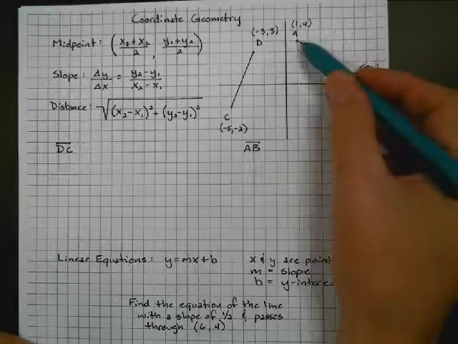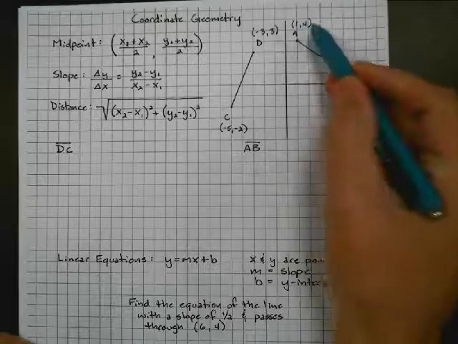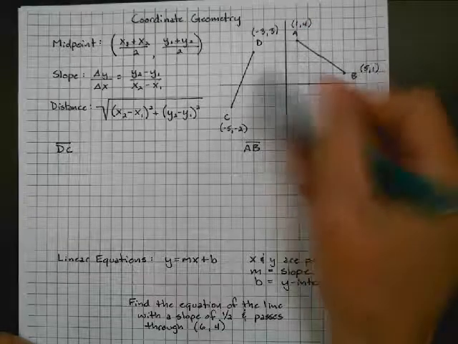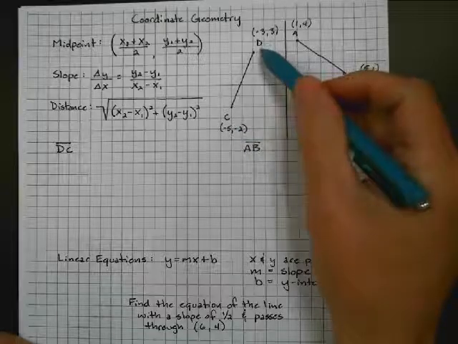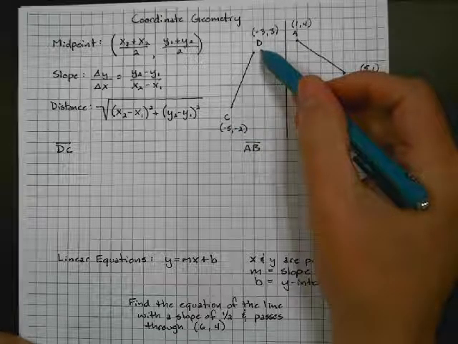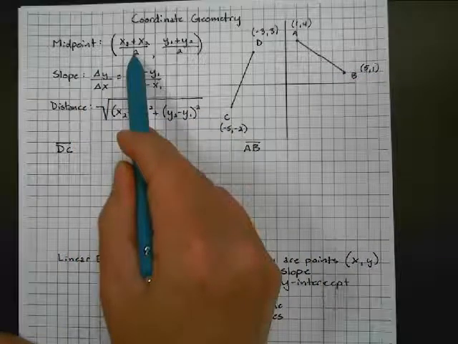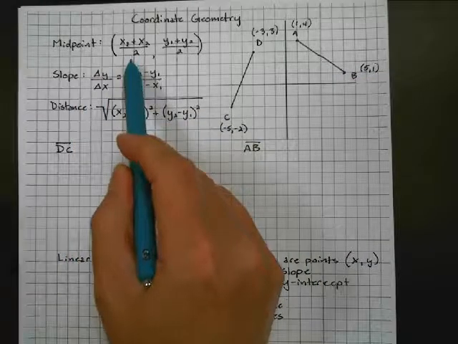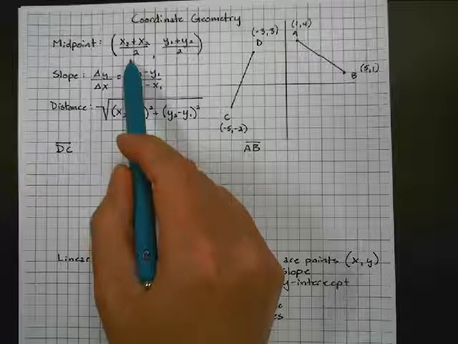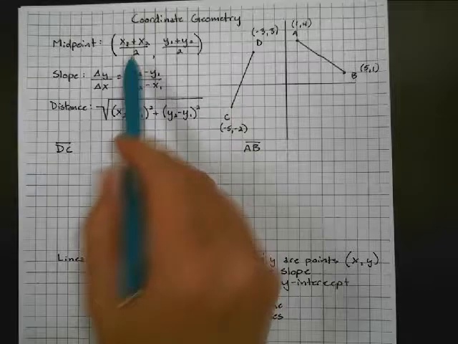So here I've got segment AB. It goes from (1, 4) to (5, 1), and then I've got CD here, with C at (-5, -2) and D at (-3, 3). The first thing that we're going to look at is something called the midpoint. A midpoint is, well, just like it sounds, it's halfway. So it's the point that's halfway in between.